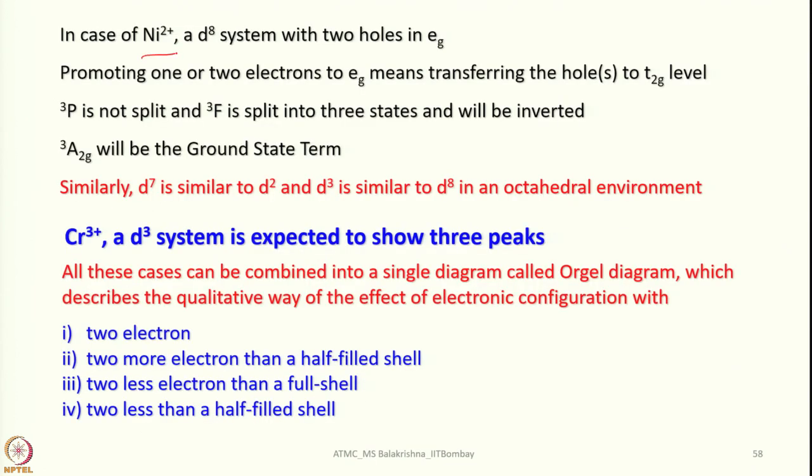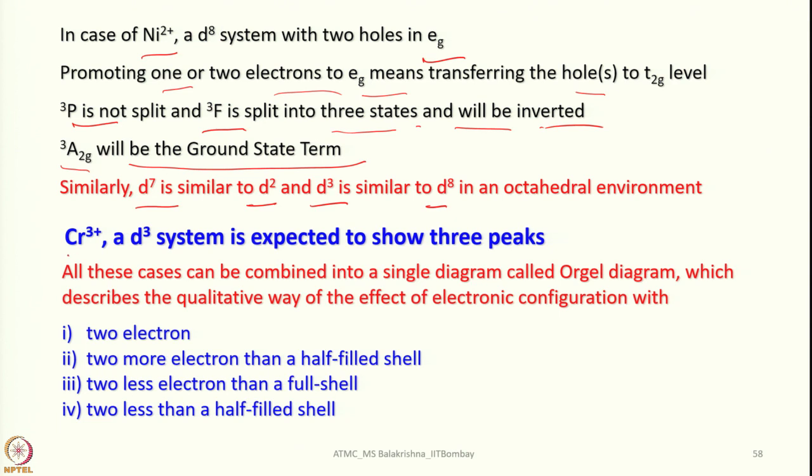In a nickel 2 plus, a d8 system, with 2 holes in eg, promoting 1 or 2 electrons to eg means transferring the holes to the t2g level. 3P is not split again and is degenerate, and only in square planar geometry is P split, whereas in octahedral geometry it is not split, and in tetrahedral also it is not split. 3F is split again into 3 states and will be inverted, and 3A2g will be the ground term. Now, we had this higher energy term in the case of d2, now in d8, 3A2g will be lowest in energy, and just reverse it, make it upside down, and you can see the energy levels of the d8 system. Similarly, d7 is similar to d2 and d3 is similar to d8 in an octahedral environment.